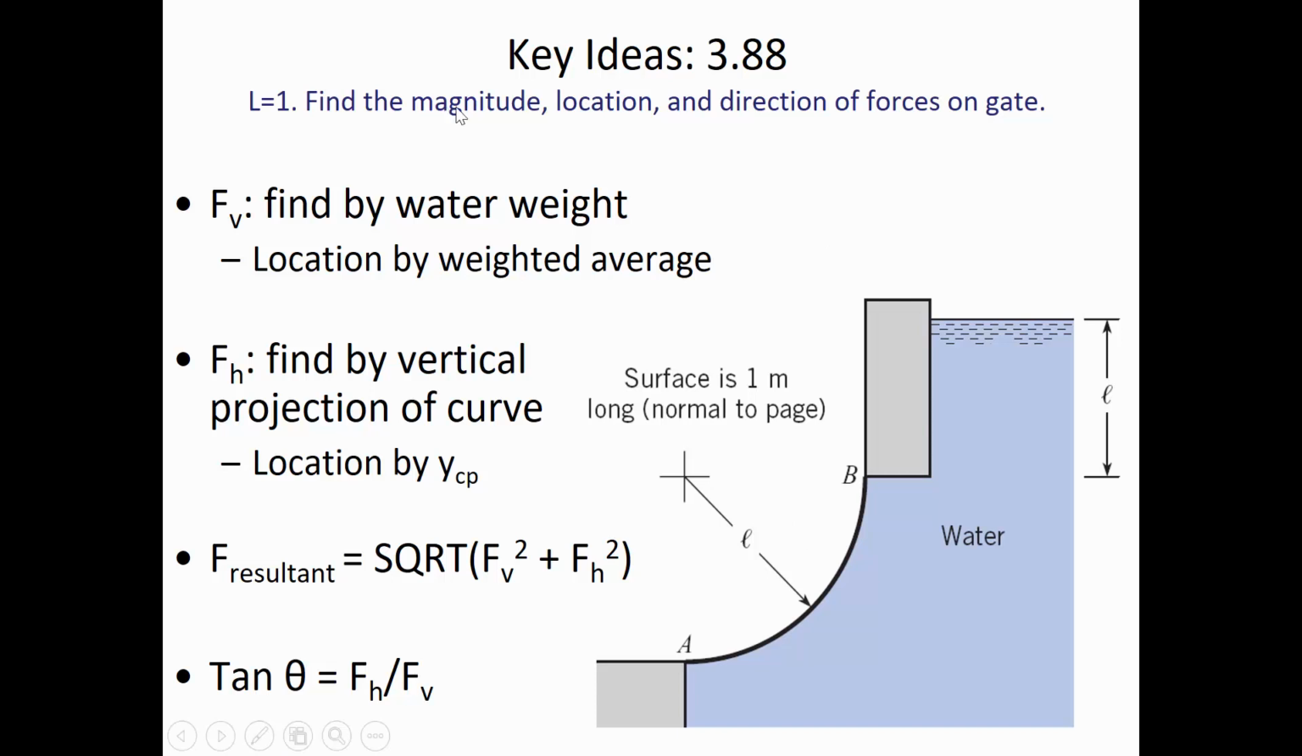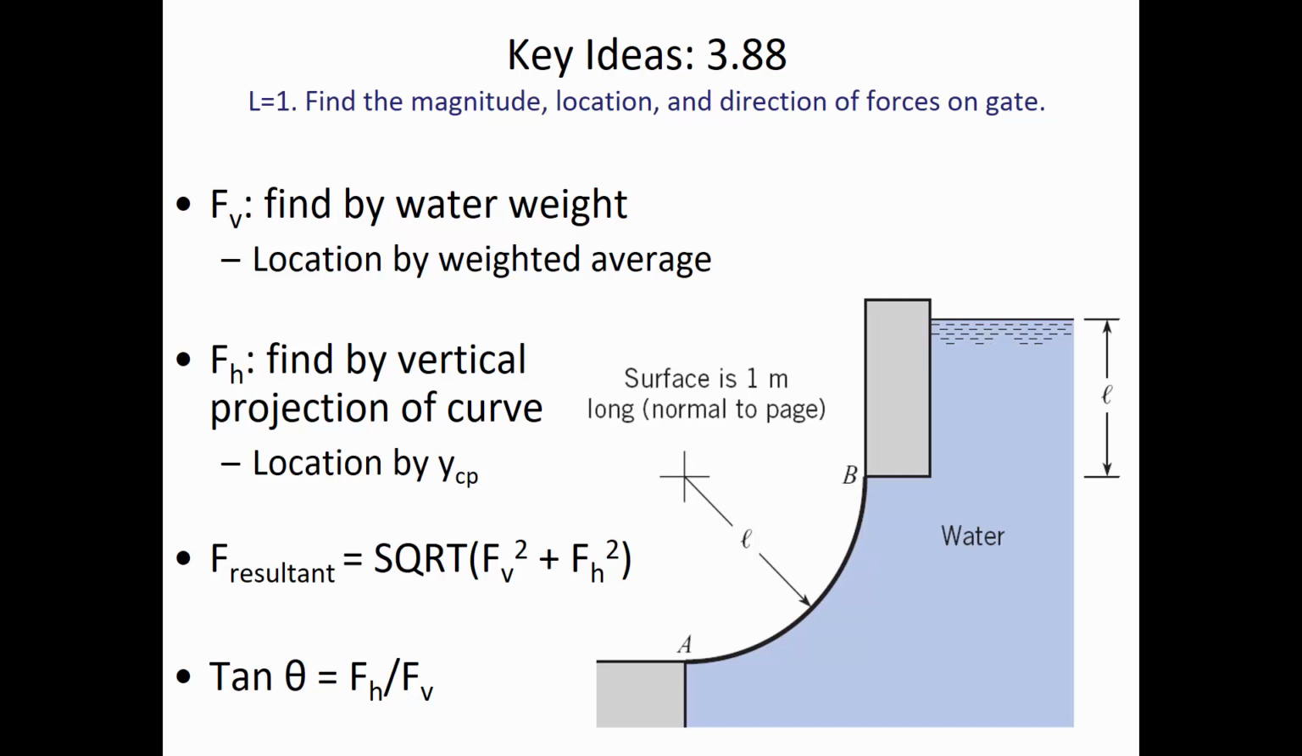You need to find the magnitude, location, and direction of forces on the gate. So this first vertical force, you're going to find by the weight of the water that would have been above this gate. If you think, where is the water pushing? The water is pushing upward and towards the left. And so the vertical component of the overall resultant hydrostatic force is the weight of the water that would be above that gate.